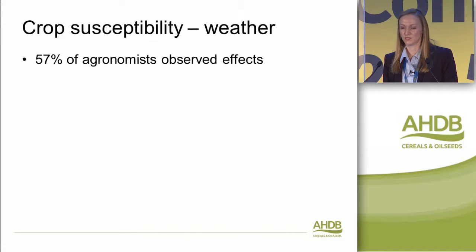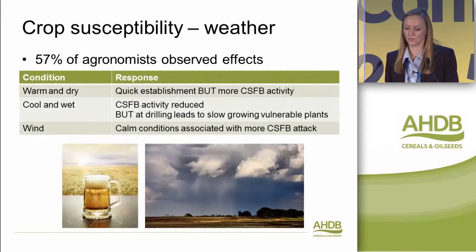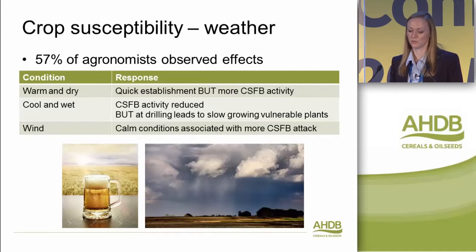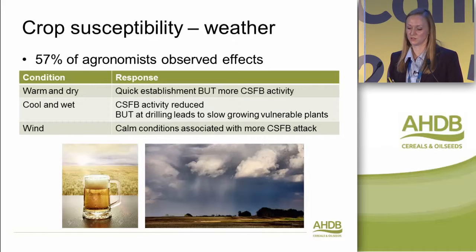it was nearly 60% saw an effect here. So conditions they noted, for example, were warm and dry, where they thought it was better for the quicker establishment, but there was more cabbage stem flea beetle activity. Cool and wet tended to reduce the flea beetle activity, but if this kind of weather conditions were experienced at drilling, they thought the crops were much slower to grow, and therefore it made them more vulnerable when the weather turned.